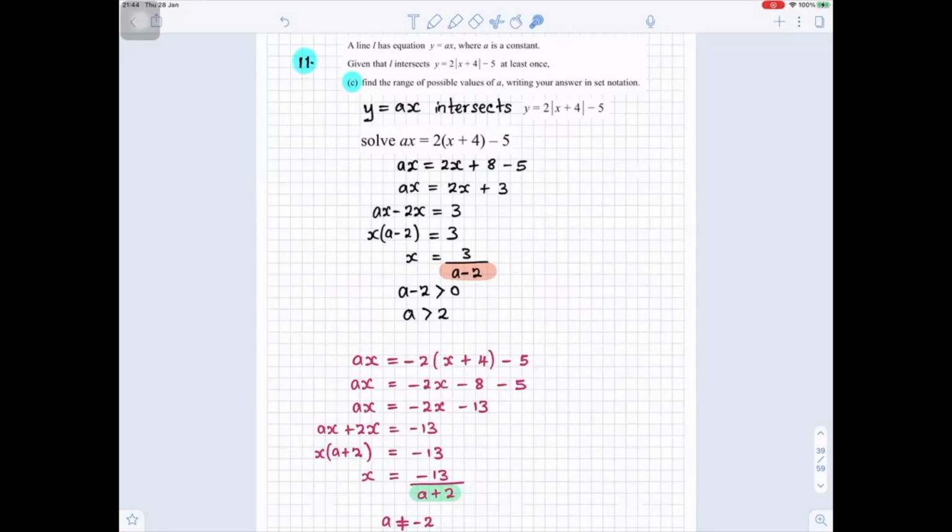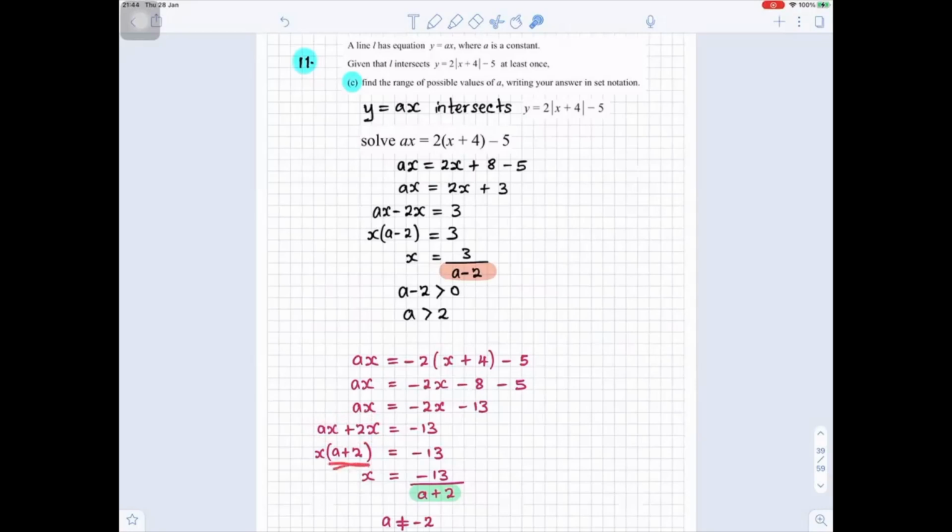Now use the negative one, instead of +2, you use -2. Because when you remove this absolute sign, you use the positive and the negative. So we've used the positive for 2, and now we'll have to use the negative for 2. So the -2 times x is -2x. -2 times 4 will be -8. So -8 minus 5 is -13. -2x goes to the left. It becomes +2x. So ax plus 2x equals -13.